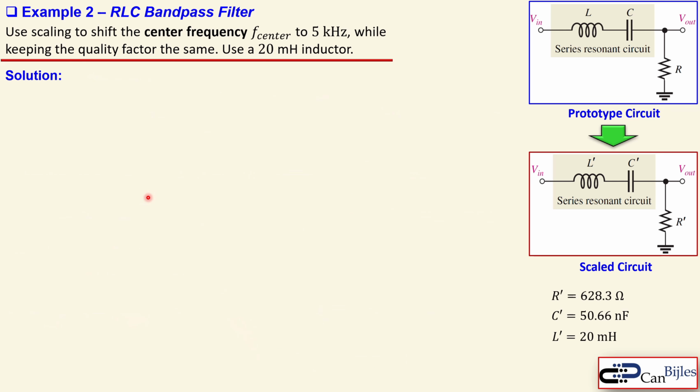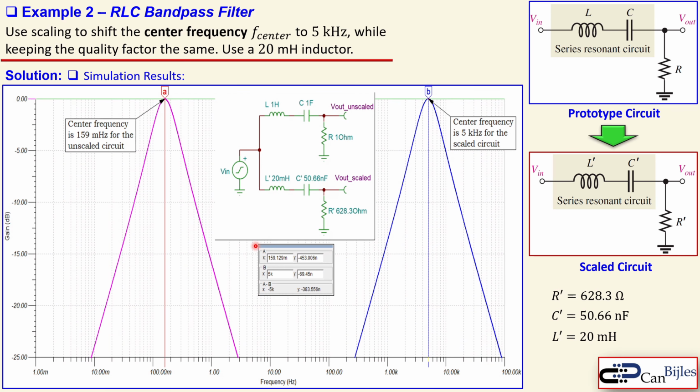Okay, going now to the simulation results for this circuit and also the values here. What we have is this Bode plot. You see the pink, which is for the normalized or prototype circuit, and the blue one, which is for our scaled up circuit. And this is the circuit for both of them. So you see the L, C and R, and now the L prime, C prime, and also the R prime, and also the values here for our final design.